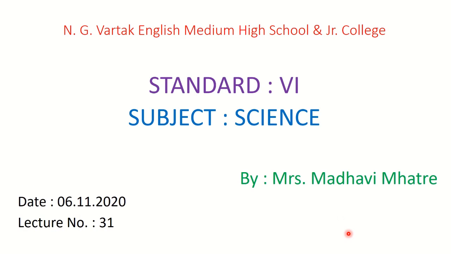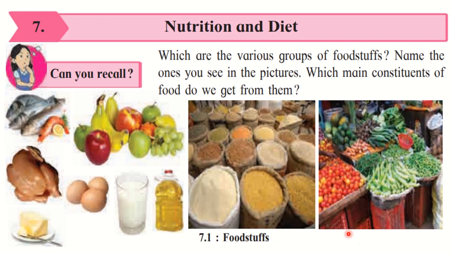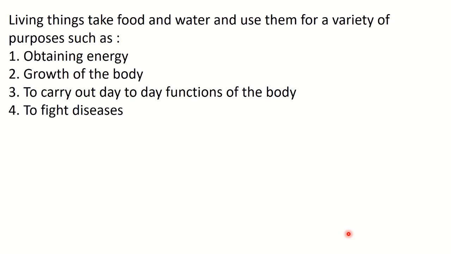In the previous lecture, we started with chapter number 7, that is nutrition and diet. In this chapter, we are studying about nutrition and nutrients. Every living thing needs nutrition for the following purposes: for obtaining energy, growth of the body, carrying out day-to-day functions of our body and fighting different diseases. Nutrition and nutrients are helpful for all these purposes. We need food and water for all these different purposes.